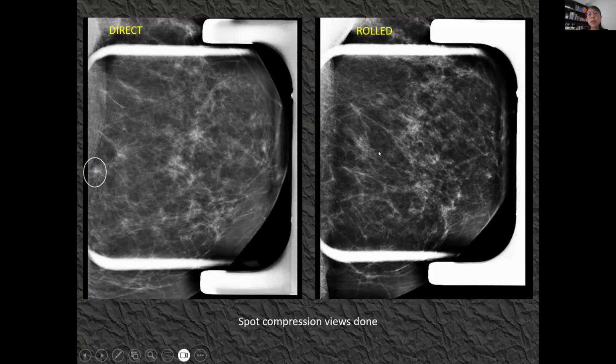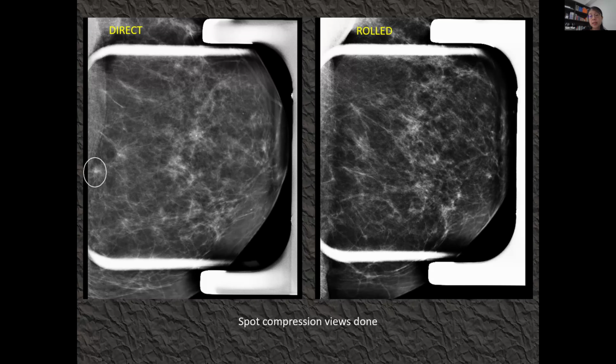So because of that, we did a rolled spot compression view. So you can see that it has gone away. So this is probably an area of, again, focal asymmetric and slightly prominent glandular tissue. And this technique with spot compression view shows that it is still useful, because there are some studies that have shown that possibly DBT can be used to replace spot compression views.